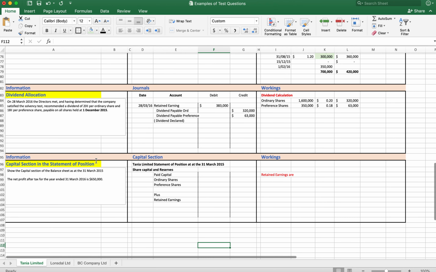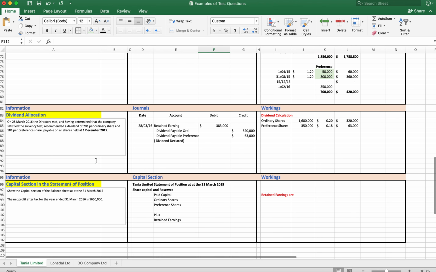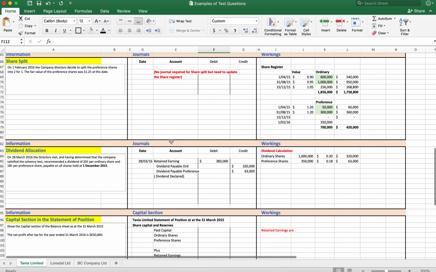$650,000. We've kept our share register active up here, and that tells us how many shares we've got. So that figure should equal that figure. We've kept a tally of our shares. That figure obviously is going to equal that figure, because that was our share register.